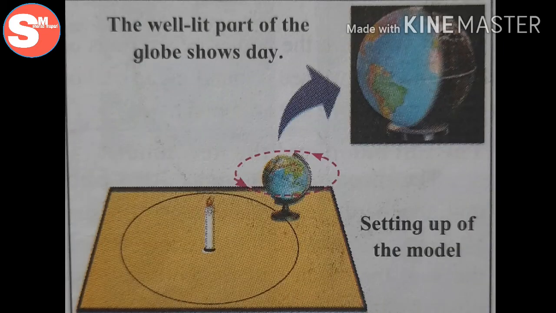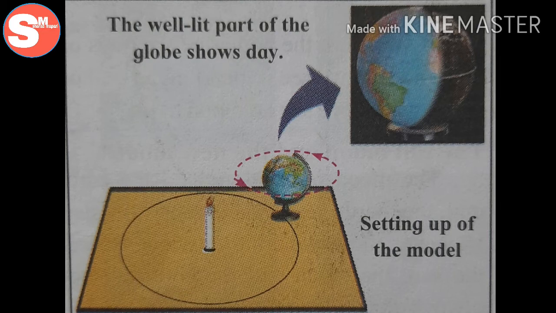Try this. Stand a candle in the middle of a large table. Draw a big circle around the candle. Place a globe at any point on this circle. Light the candle. See that it is dark in the room. Suppose that the candle is the sun. Observe which part of the globe gets the sun's light and which ones does not.